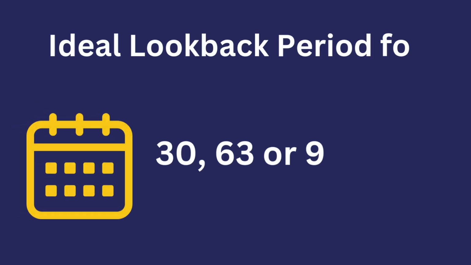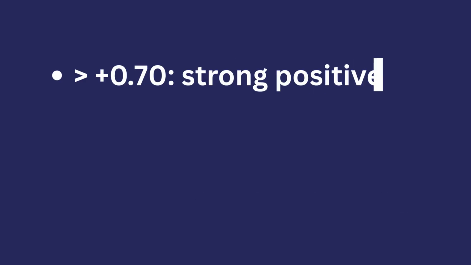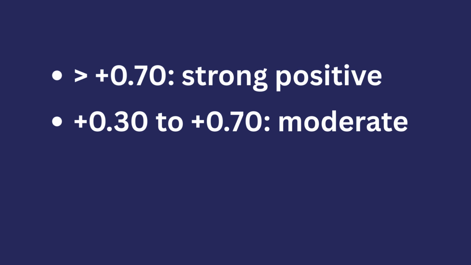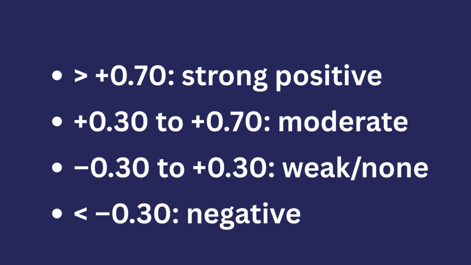Rule of thumb: greater than +0.70, that's strong positive. +0.30 to +0.70, that's moderate. -0.30 to +0.30, that's weak or none. Less than -0.30, that's negative.